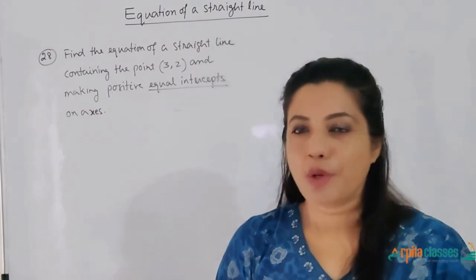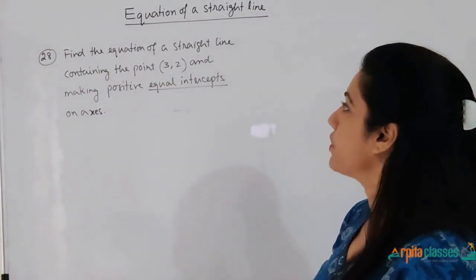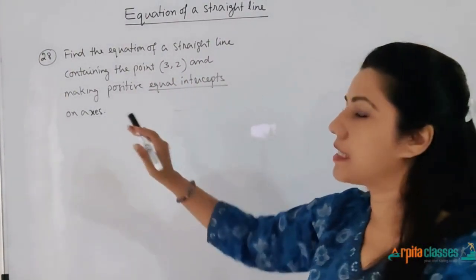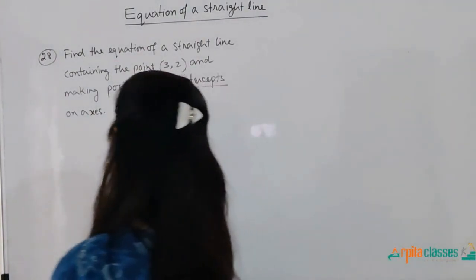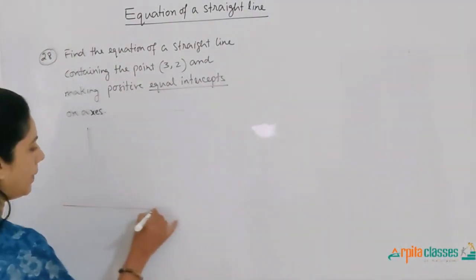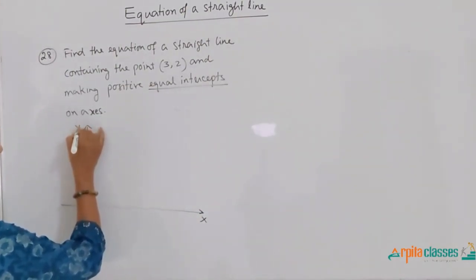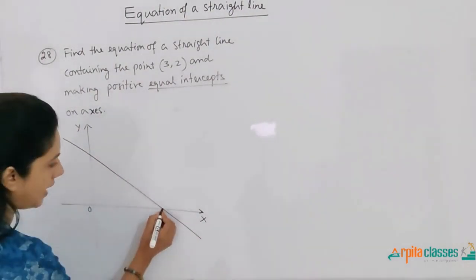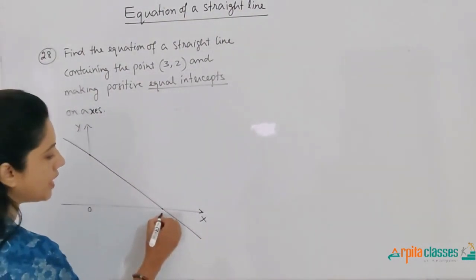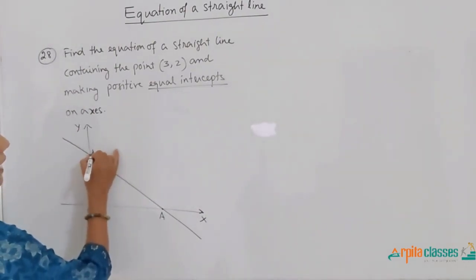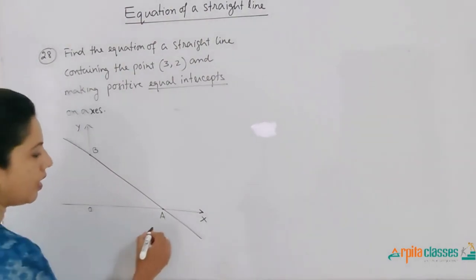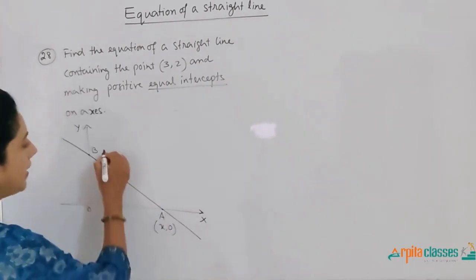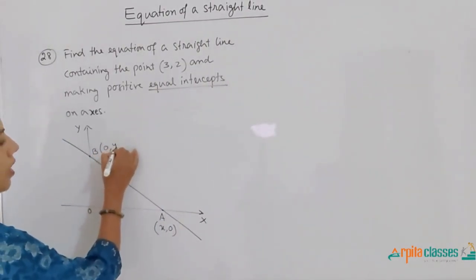Let's get started. Question number 28 is: find the equation of a straight line containing the point (3, 2) and making positive equal intercepts on the axes. So what does it mean? Suppose I draw a rough diagram: this is my x-axis, this is the y-axis, this is the origin. We have to find the equation of a straight line which intersects the x-axis at point A and the y-axis at point B. Very clearly, the coordinates of point A will be (x, 0) and the coordinates of point B will be (0, y).